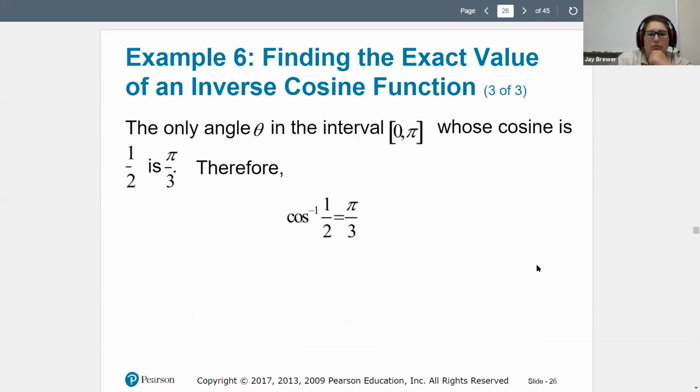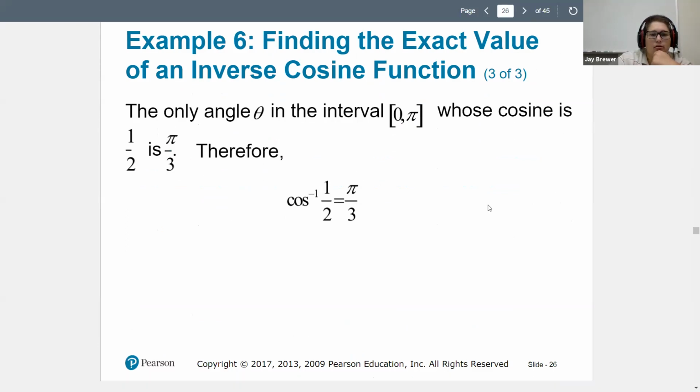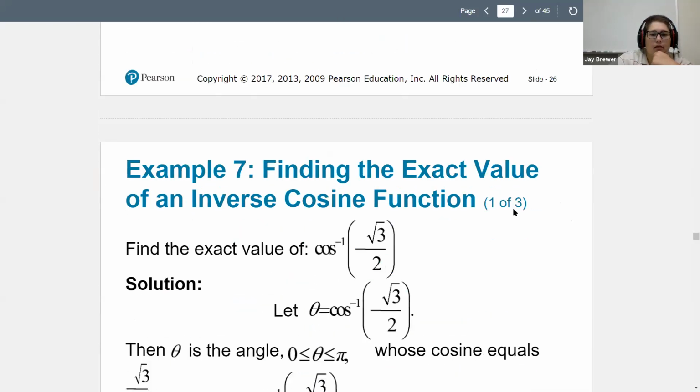All right. So before we go on to the next example, which is probably just putting a cosine then into the calculator, if I were to guess, any questions up to this point? Okay. All right.